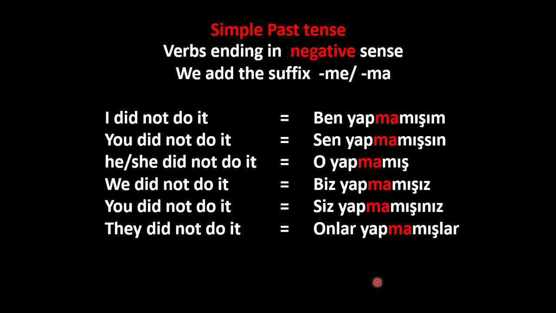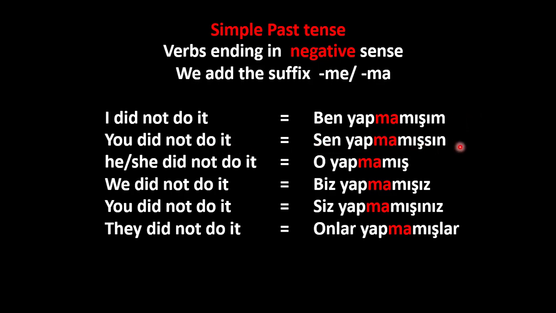Let's look at how it works with the negative sense. I did not do it. Ben yapmamışım. So I did not do it. In this case, you are saying you did not witness what you did. Maybe you can also interpret it as saying you are not conscious of what happened at the time, but you somehow want to defend yourself. So it doesn't necessarily make logical sense, but this is how the sentence forms work.